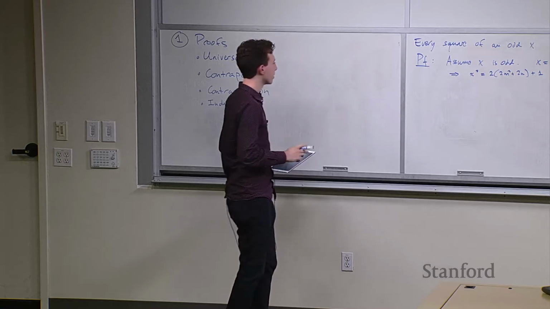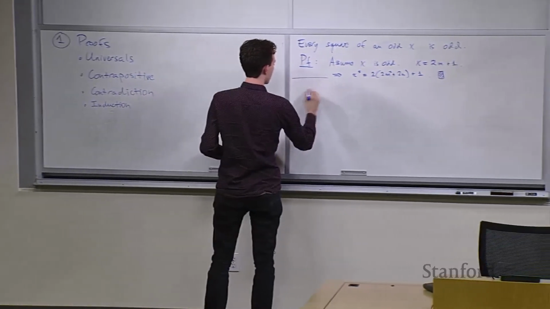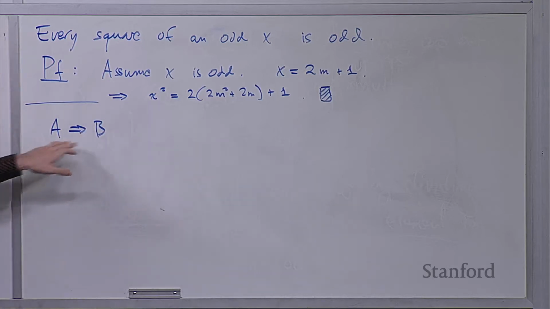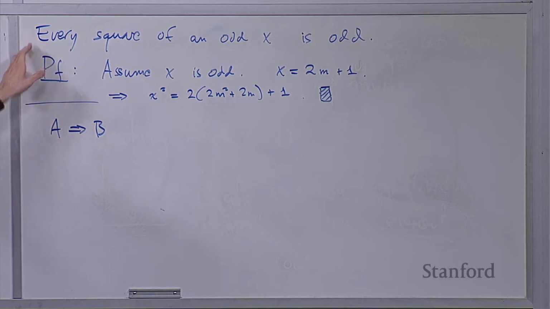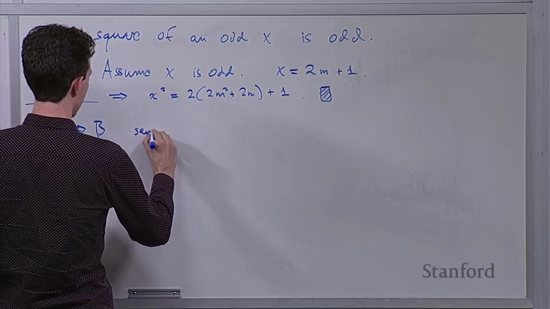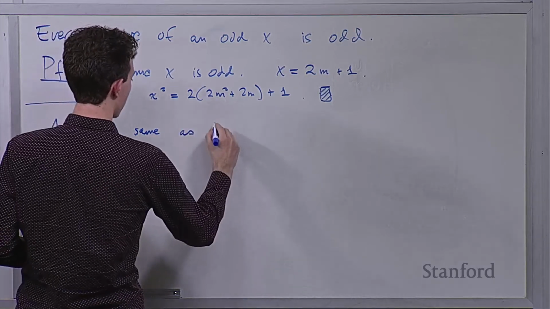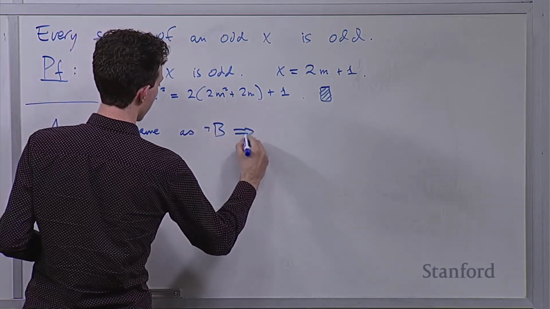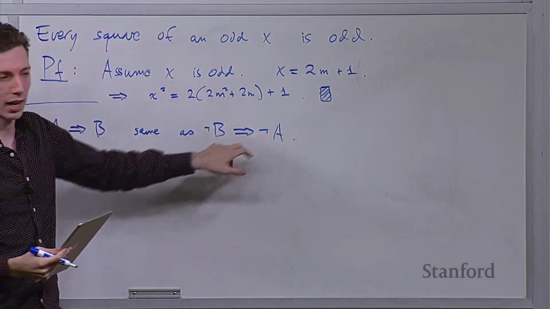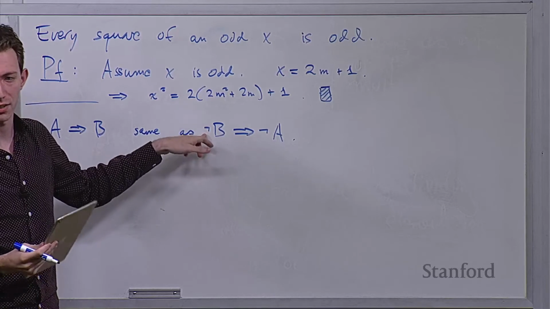OK. Now, contrapositive is when you have a statement of the form something implies something else. So if A is true, then B is true. You can prove this sort of directly in the first way, which is you assume that A is true, and then you have to show that B is true. Or you can show it by contrapositive. And this just relies on the fact that A implies B is the same as not B implies not A. This is the symbol for not or negating a statement.